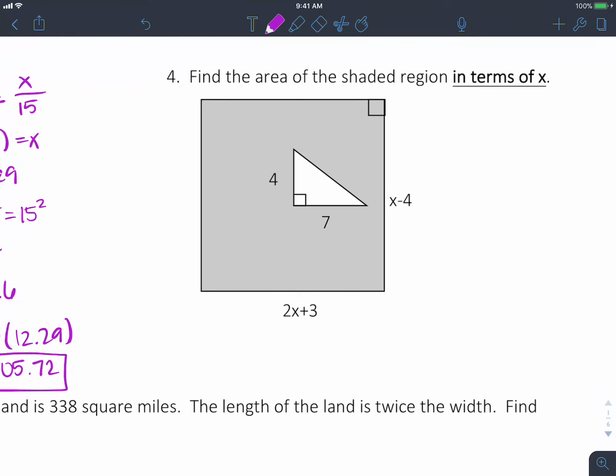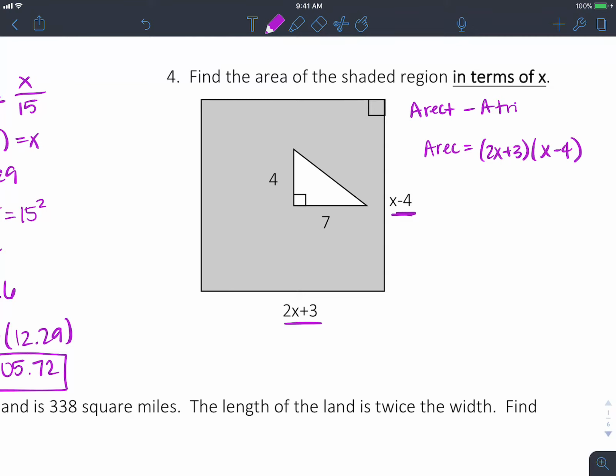All right, number 4, this is going to be an important one to know how to do. So we're going to do the area of the rectangle minus the area of the triangle. I'm going to start with the area of our rectangle. Our area of a rectangle is just going to be our base times our height. So (2x plus 3) times (x minus 4).